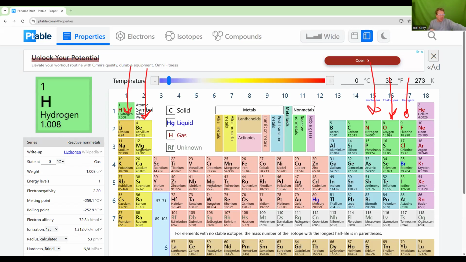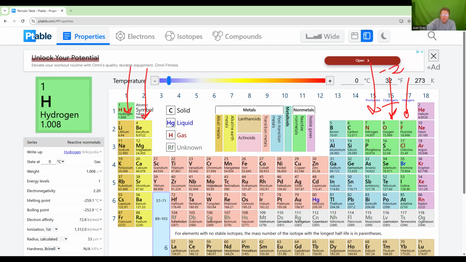Now, can anyone tell me the common ions in the column where oxygen is? We've got sulfur, selenium, tellurium. What is the charge of the common ions in that column? That column is also known as the chalcogens. What's the common ion? Well, those are typically going to be -2.